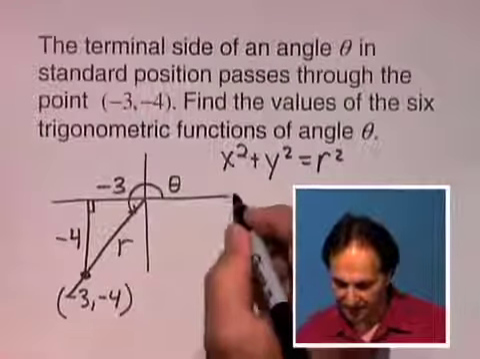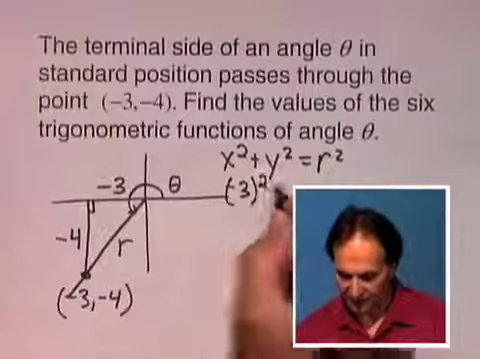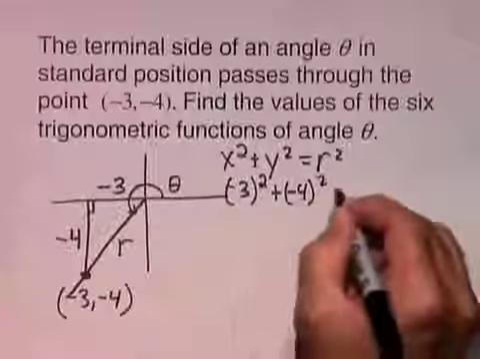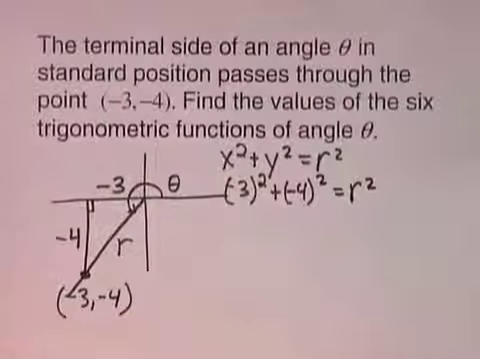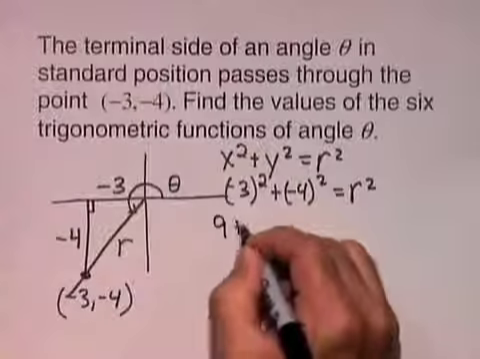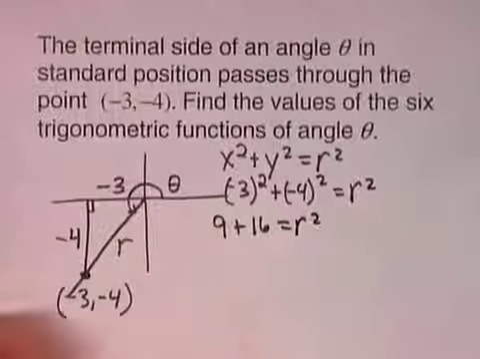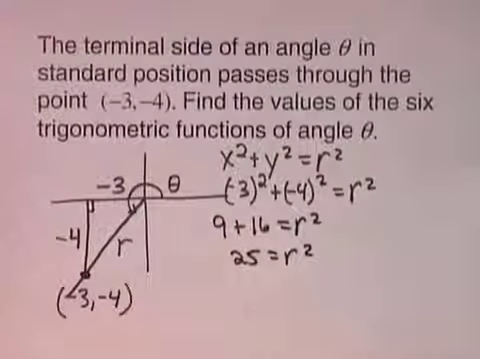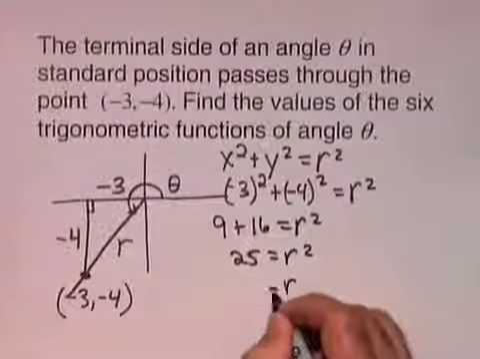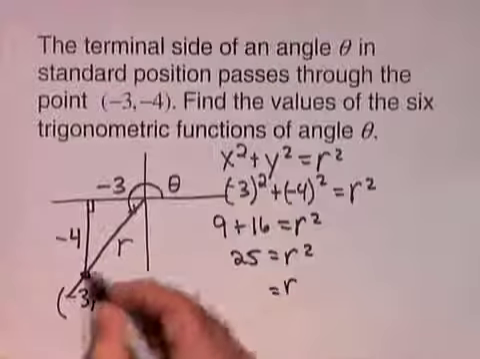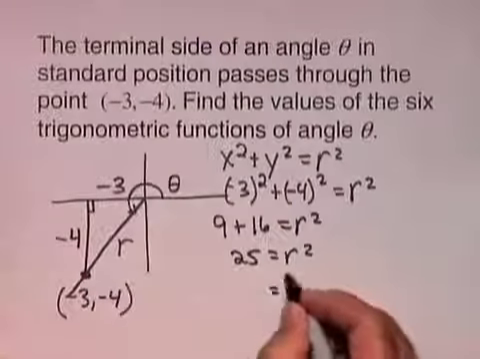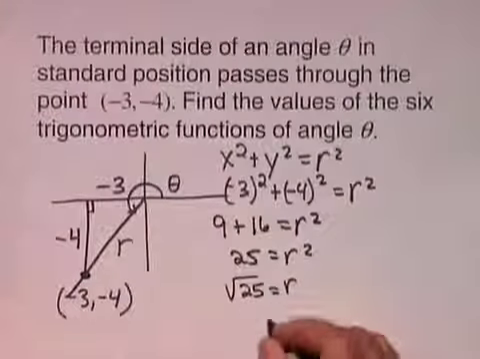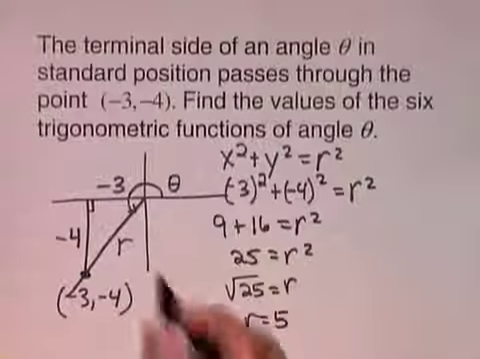X, of course, is -3, so it's -3 squared plus y is -4 squared, and that's equal to r squared. So we would have 9 plus 16 equals r squared. Then 25 equals r squared. Since r represents the hypotenuse of this particular triangle, we're just going to deal with the positive root of 25. So r is equal to 5.